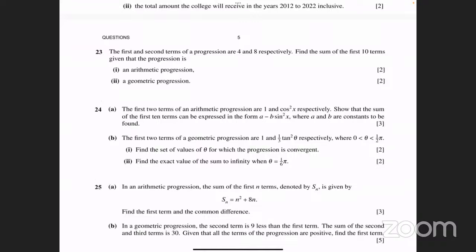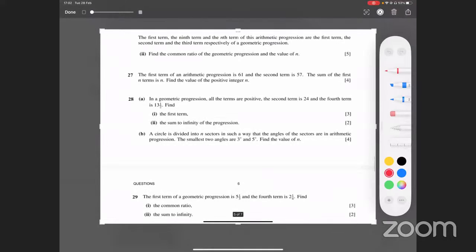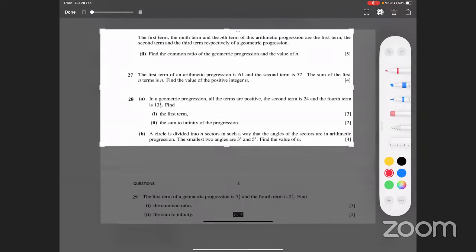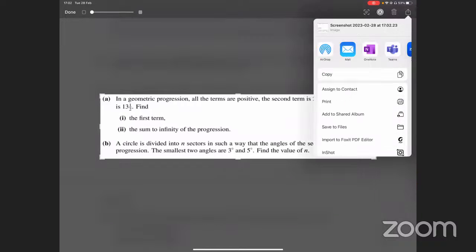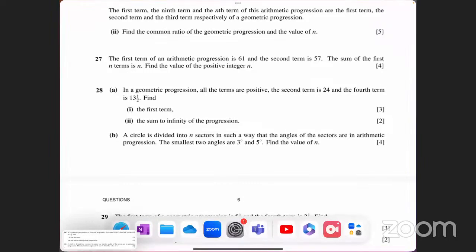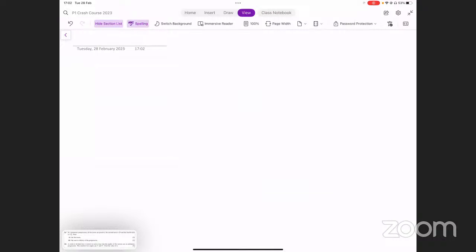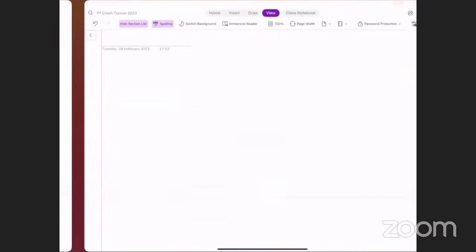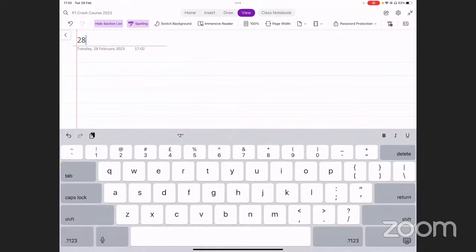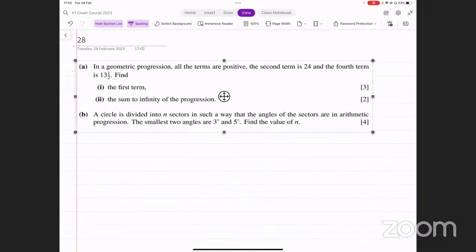Let's start with this one, for instance. This is question number 28 from the worksheet. It basically involves something related to angles in a circle. Let's think about this. Although we haven't done circular measure yet, I do assume that you already know some circular measure concepts from O levels as well, because mostly the concept was the same.